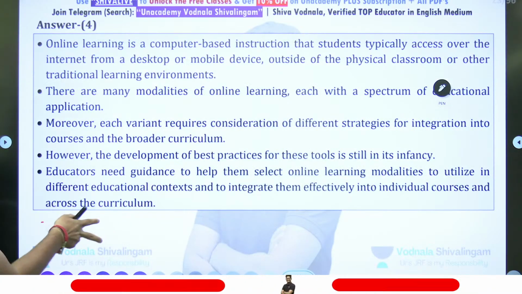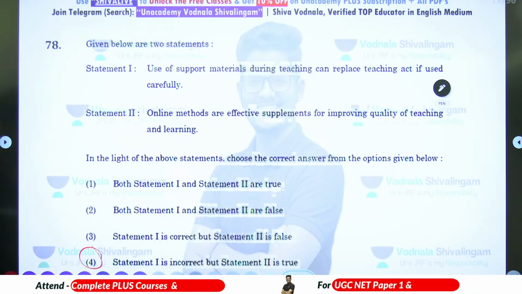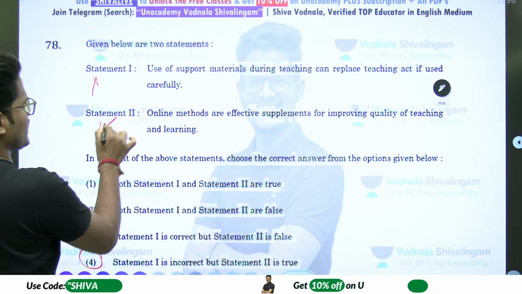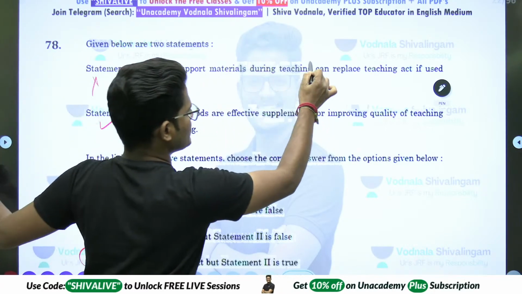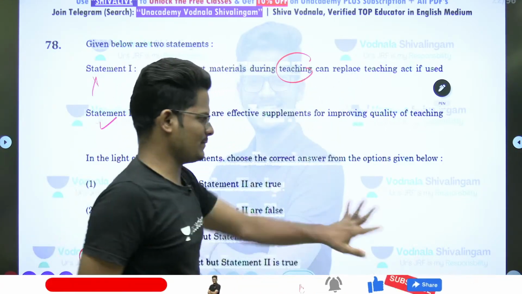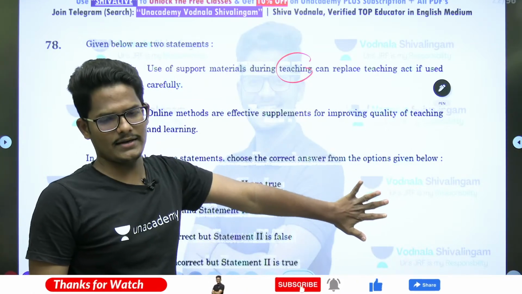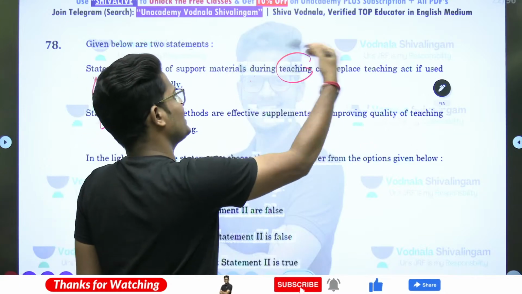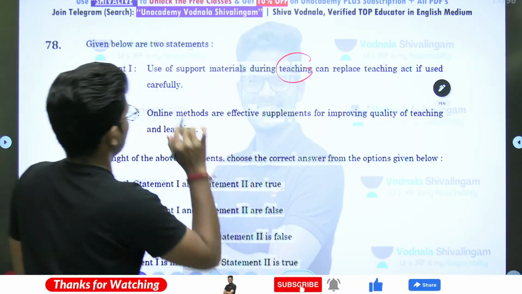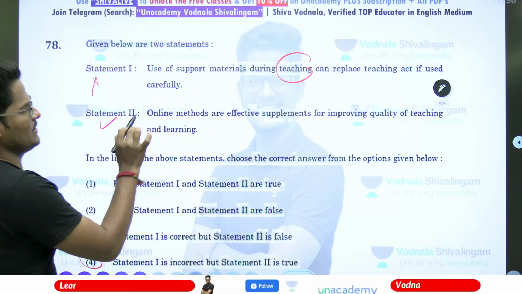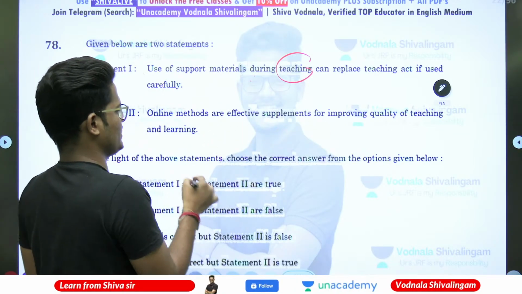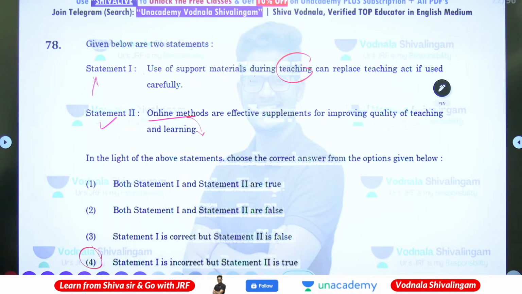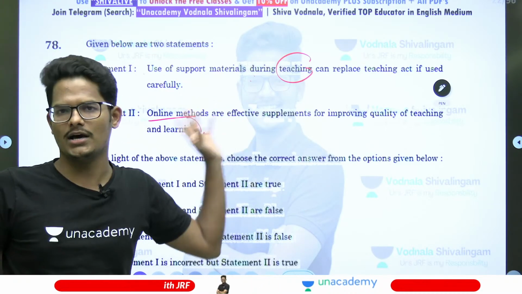So option 4 is the correct answer. Statement 1 is incorrect, statement 2 is true. Wrong, right. Use of support material during the teaching can replace. Just because these slides are available here, the teacher is not required to explain this one. Wrong. They are saying it can replace. Only material is enough. So that is wrong. Online methods are effective supplements for improving quality. Yes, online methods have more flexibility and better visual presentation is possible in online teaching.